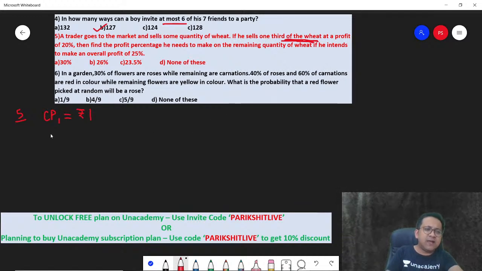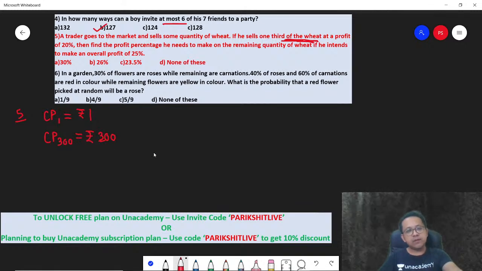I will say let the total quantity be 300 grams so that the calculations are easy. So 1 gram 1 rupee. So can I say 300 grams 300 rupees? I'm just writing this rupees properly. 300 grams 300. Can you assume some other quantity? Absolutely. Correct?